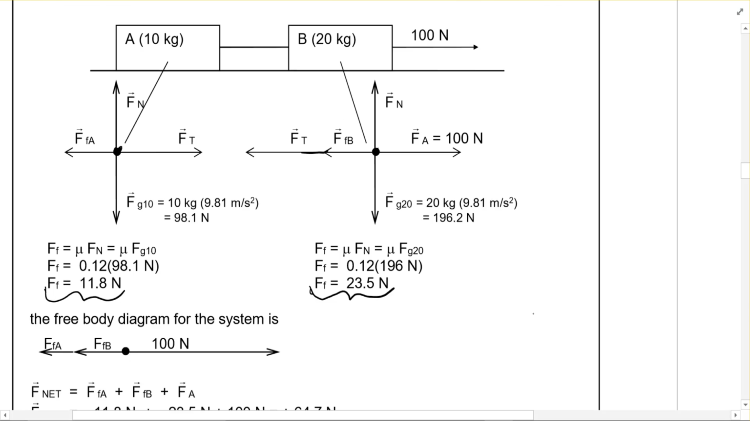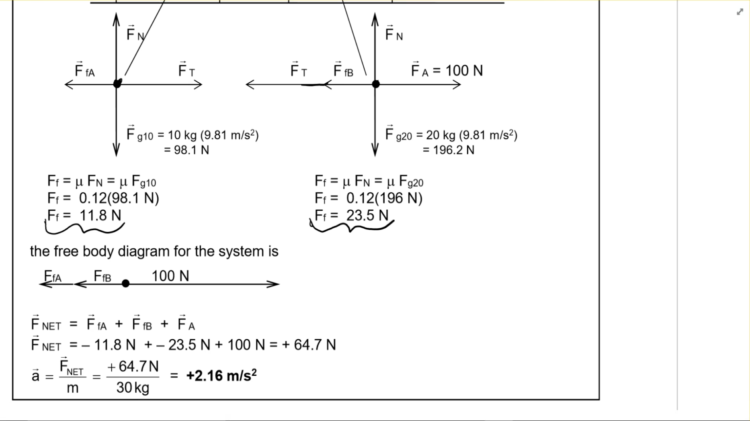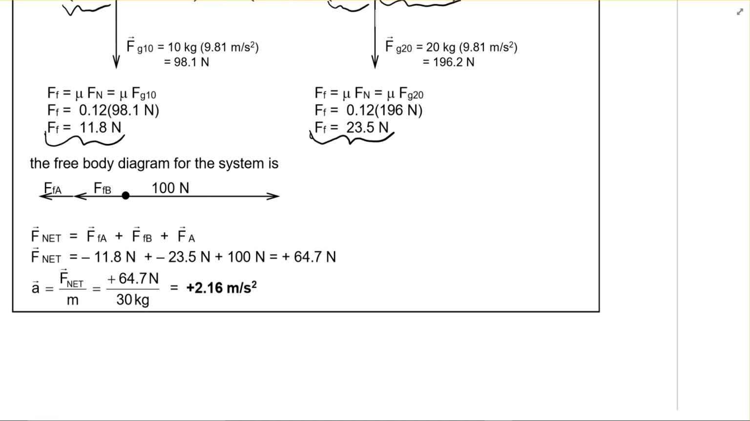And now that really should be all we need for that first part, because if you think about it, the tension of this one canceled out with the tension of that one. So we really just had the force of friction of both blocks holding us back, and then the force of the 100 newtons pulling us forward. So that's it. The free body diagram for the system is going to be those two forces of friction pulling us back, and then 100 newtons pulling us forward.